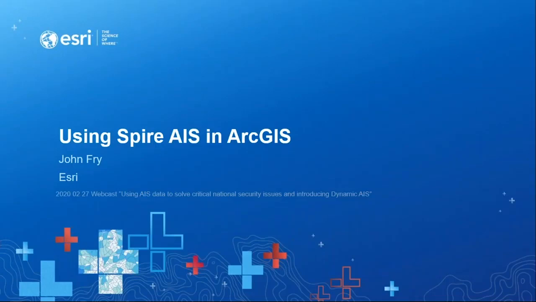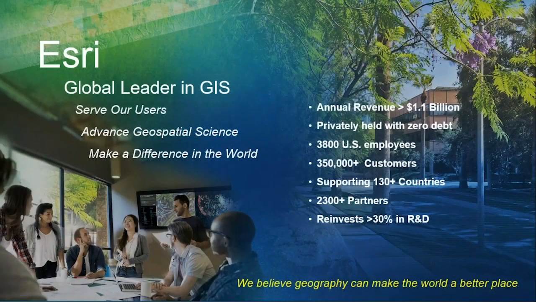So I'm briefly going to go over how to use some Spire AIS data in our platform, ArcGIS. And based off of some of the polls, everybody sort of knows who Esri is, or has some familiarity. But if you don't, Esri is the global leader in GIS. Our main goals are to serve our users, advance geospatial science, and help our customers make a difference in the world. Annual revenue is over $1 billion, and we're in many different countries with many different partners. One thing that stands out is that we reinvest about 30% into R&D each year. And we believe geography is that central item that can make the world a better place.